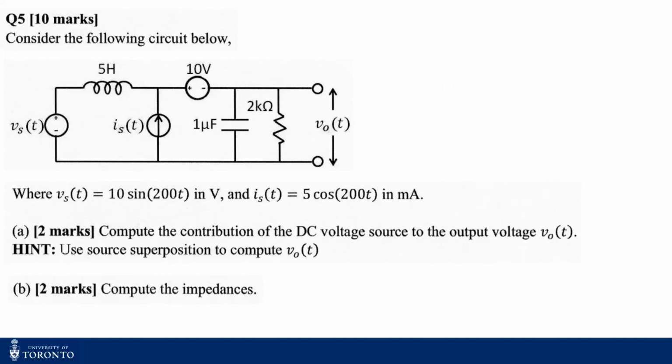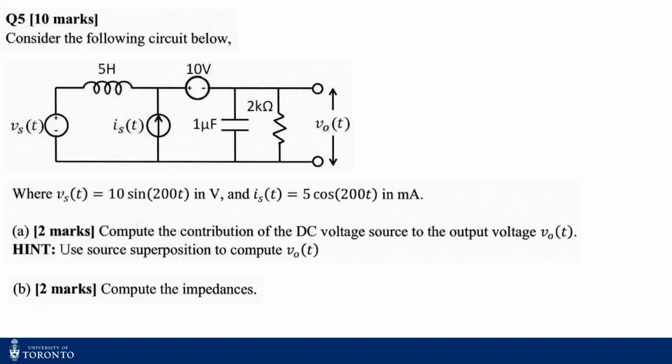Now we end up at the last question, which is a complex number question, right? So you see that you have an inductor given of 5 henries, a capacitor given of 1 microfarad, right? The resistances are given, and you have 2 independent sources, no dependent source. One is a voltage source and one is a current source.